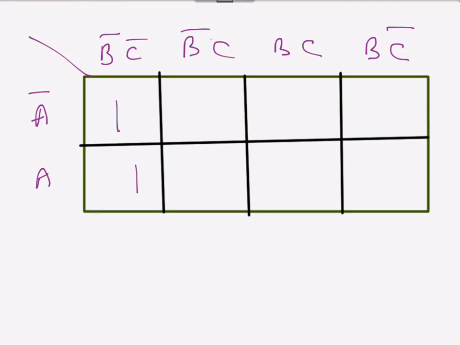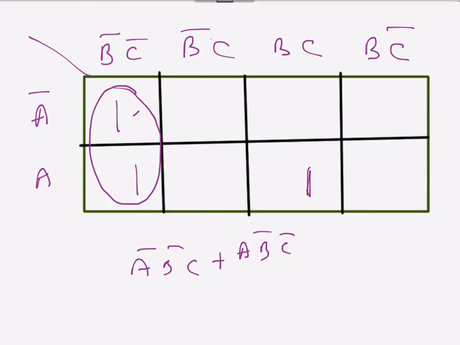So 1 is here, here and here, and when we form these two as a group, because there are 2 of them, why is it minimized? Because this one is A bar, B bar, C bar, and this one is A, B bar, C bar.